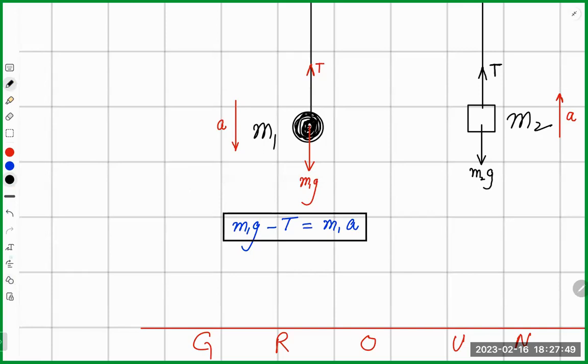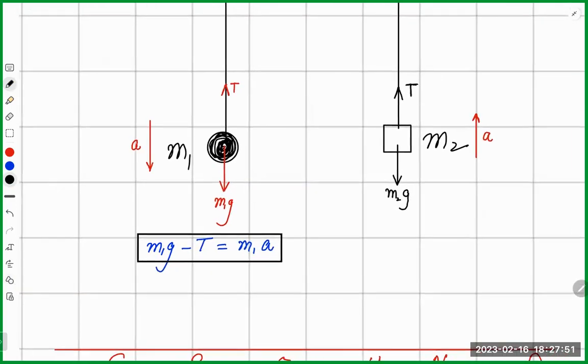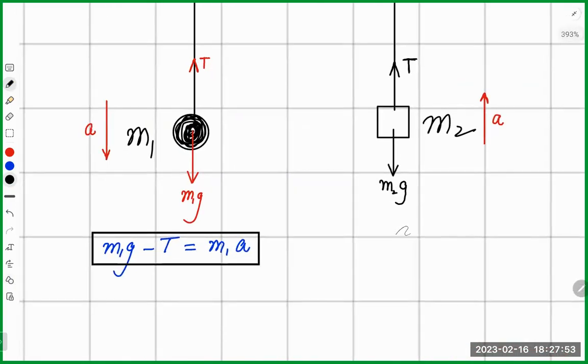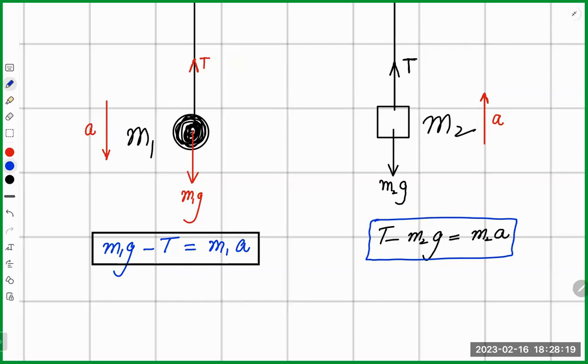Now, what will the equation be in this case? Because the object is accelerating upward, it means T is bigger than M2G. So T minus M2G equals M2A. We are not considering directions as well. We are not giving any account of direction over here. So now we have two equations.